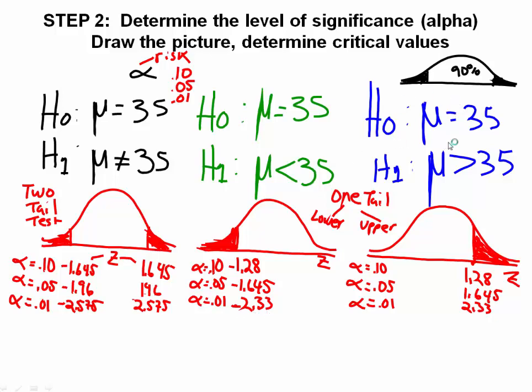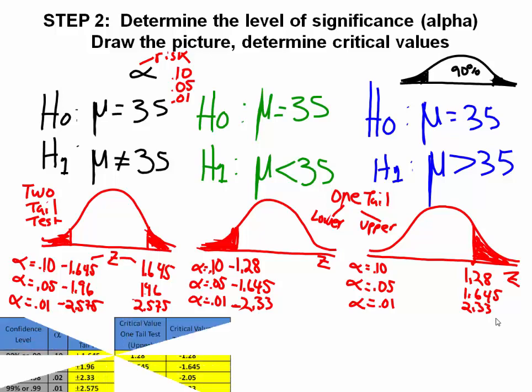Moving to the upper tail, we see that in this case our testing hypothesis says that the mean is greater than 35. So the direction of our testing hypothesis tells us the direction of the tail, which is an upper tail test or right tail test. This is also called a left tail test. And so when we look at our area, we have the same values except that they are positive. So an alpha of 0.10 is 1.28, an alpha of 0.05 is 1.645, and an alpha of 0.01 is 2.33.